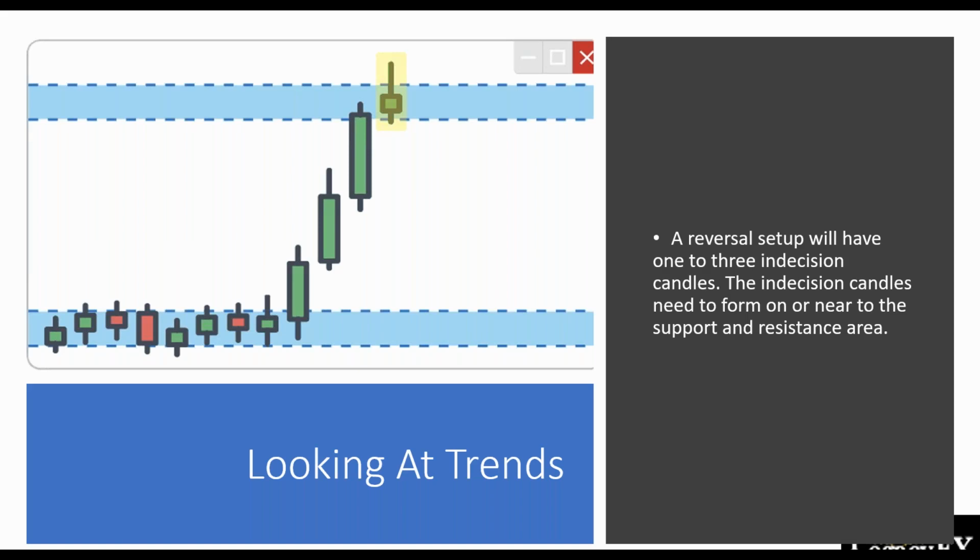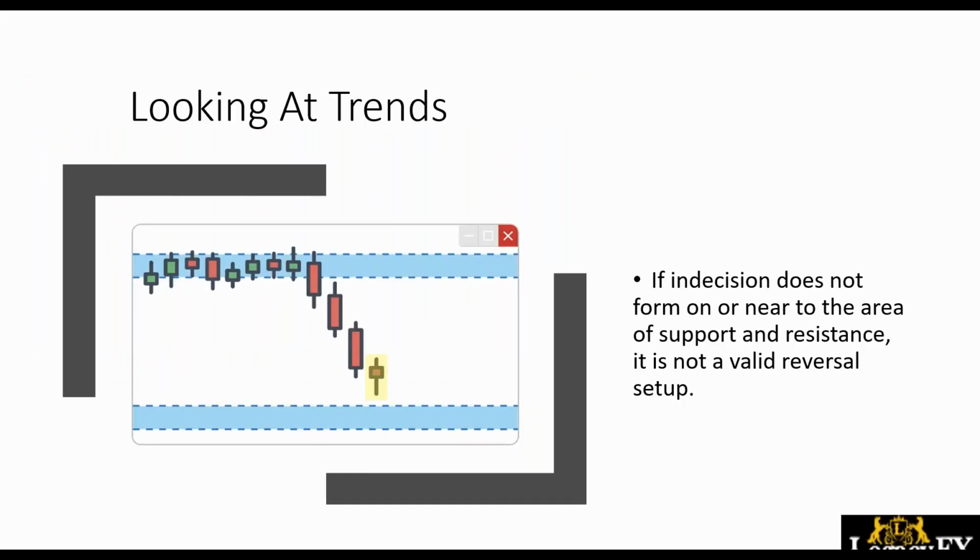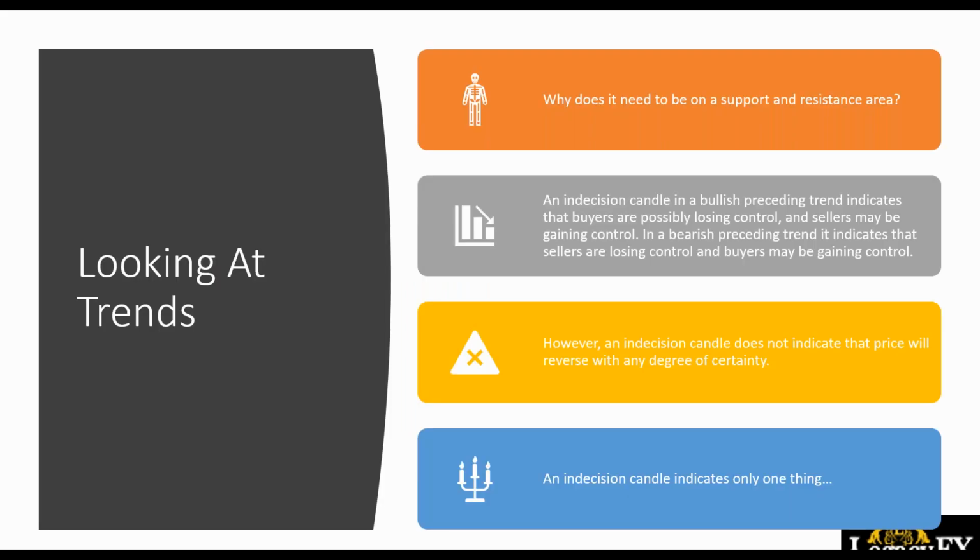The reversal setup will have 1 to 3 indecision candles. The indecision candles need to form on or near the area of support or resistance. Sometimes you'll have 2 or 3 candles, all little bodies right up here right after a strong move up. If the indecision candle does not form on or near the area of support or resistance, it is not a valid reversal setup. It's not a valid indecision candle. It's some other strategy. If it's not on the area of support or resistance, whichever happens to be appearing, then it is not a valid setup.